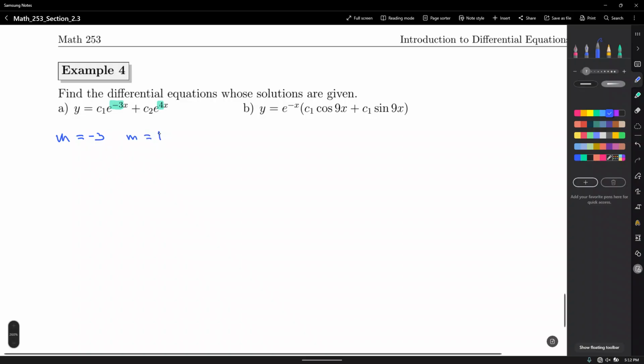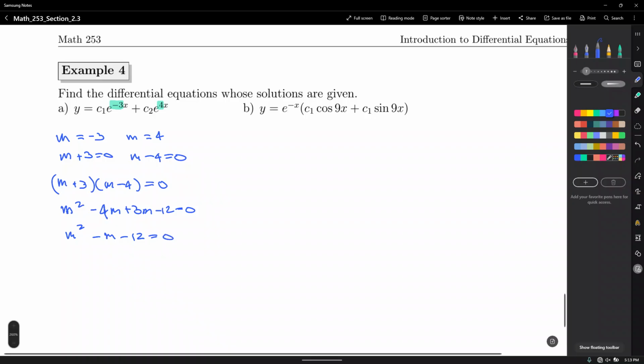So what does that mean? This means m plus 3 equals 0 and m minus 4 equals 0. So from here I'm going to go backwards, zero product property. All right, so that means m plus 3 times m minus 4 equals 0. And well, just multiply, FOIL: m squared minus 4m plus 3m minus 12. And this is equal to 0, and simply combine like terms.